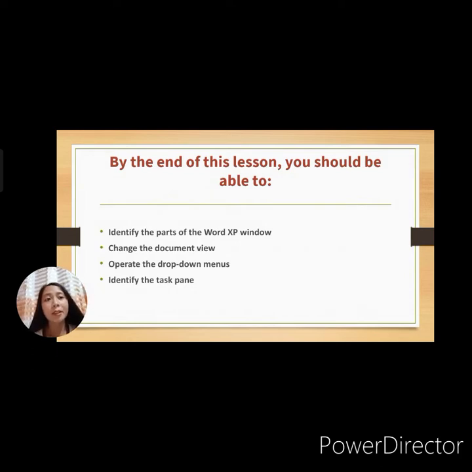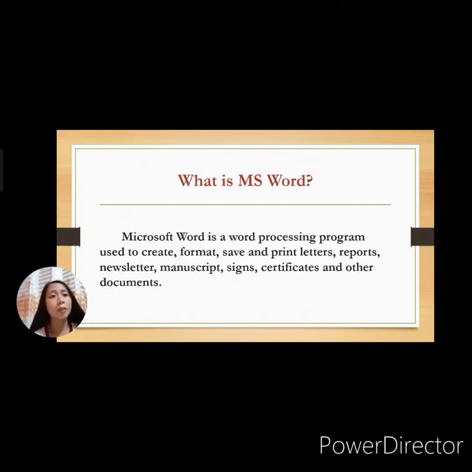And by the end of this lesson, you should be able to identify the parts of the Word XP window, change the document view, operate the drop-down menus, and identify the task pane. First, what is Microsoft Word? Microsoft Word is a word processing program used to create, format, save, and print letters, reports, newsletters, manuscripts, signs, certificates, and other documents.